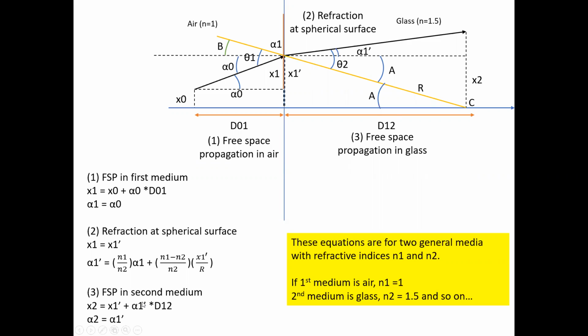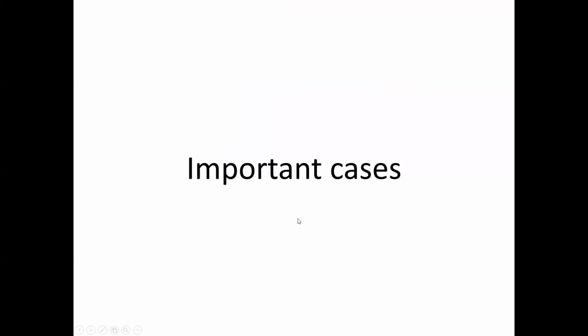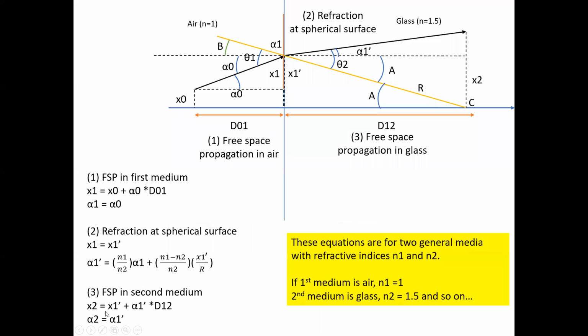The final thing which remains is to equate x2 with x1, x2 with x naught, and alpha 2 with alpha naught. I didn't work that out here, but it's pretty straightforward. Just start with the third equation, replace x1 prime from the second equation, replace alpha 1 prime from the second equation, replace alpha 1 from the first equation. So all the terms will just get substituted, and you will have your final equation.